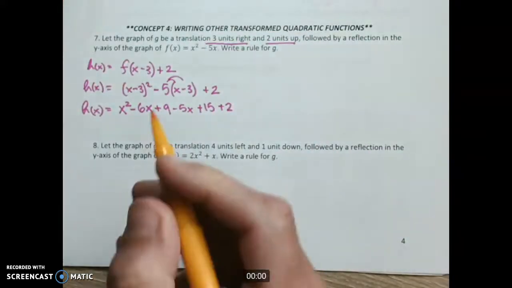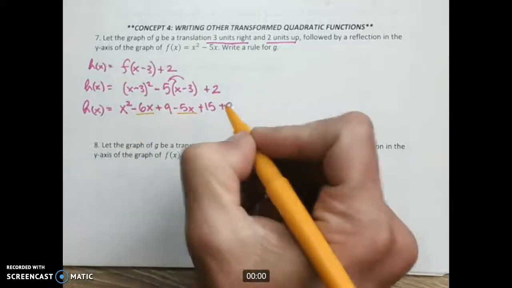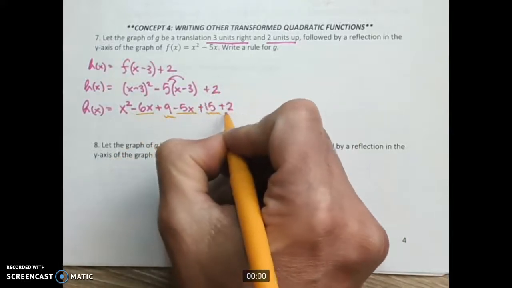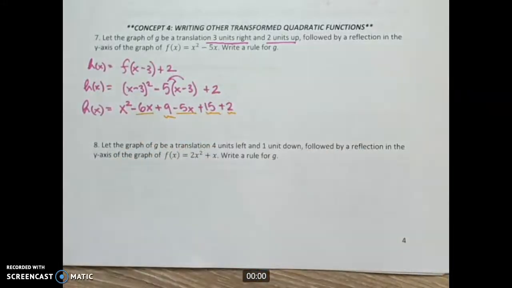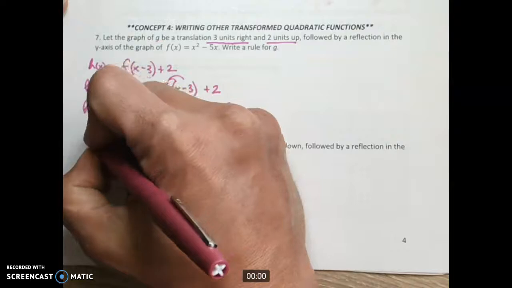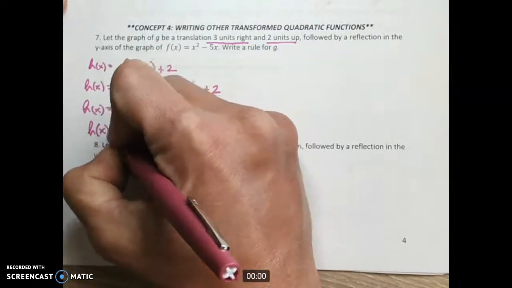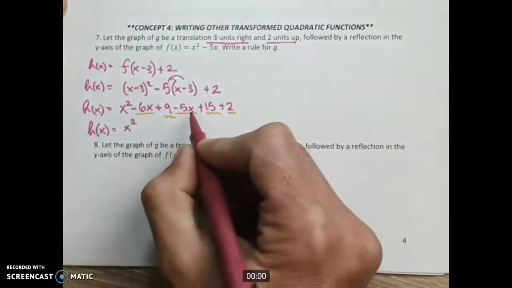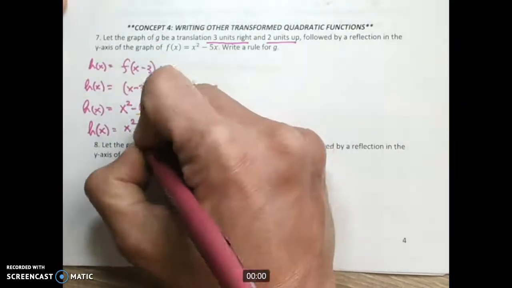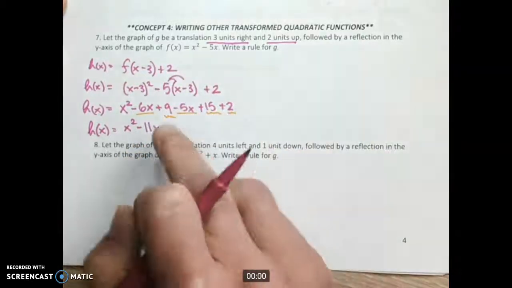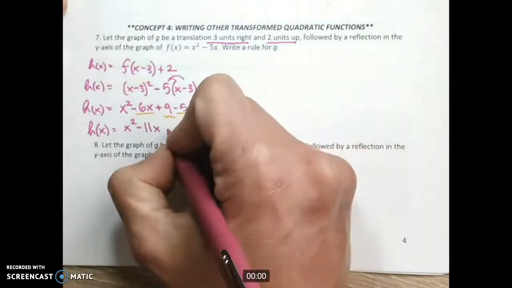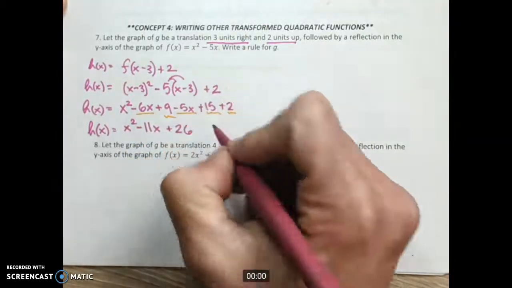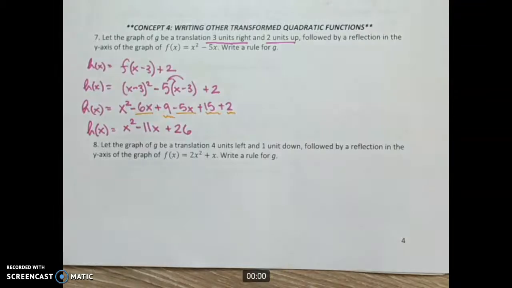Just going to go back and combine like terms. Negative 6x and negative 5x, 9, 15, and 2. Alright, so now I have my h of x equals x squared, negative 6x and negative 5x is negative 11x. 9 and 2 is 11 plus 15 is 26. Okay, so now I have h of x, but I'm not done.